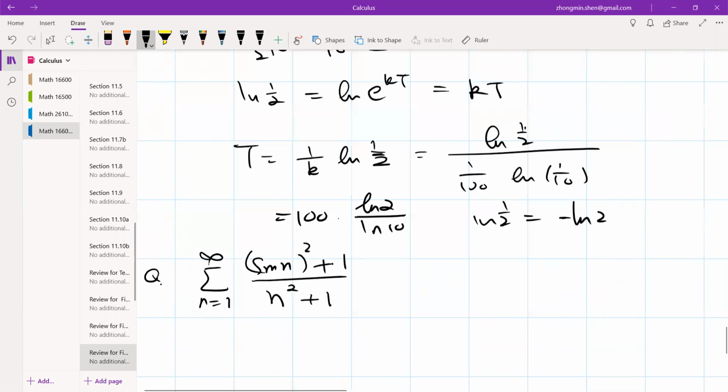Are you done? Convergent or divergent? You think?